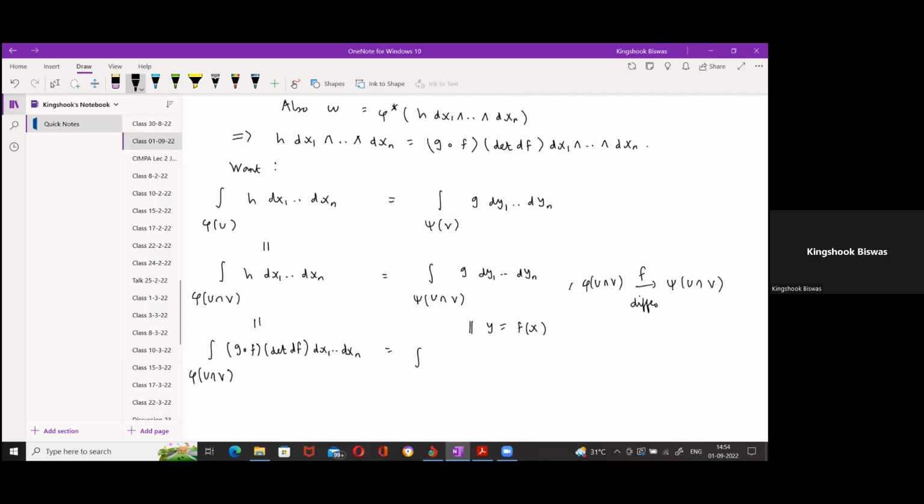This will become the integral over phi of U intersect V, G composed F, into mod of det dF, right? dx1 dxn. Yes, this is the change of variables formula.